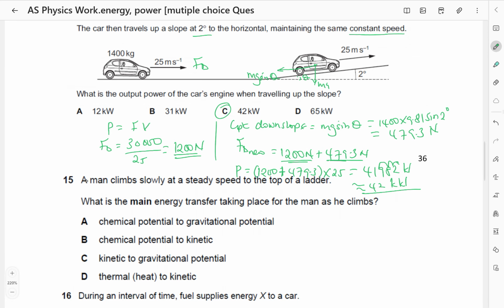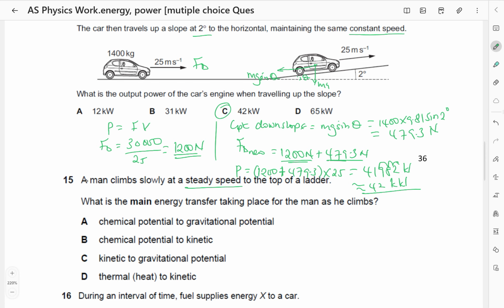A man climbs slowly at a steady speed, that is a constant speed, to the top of a ladder. What is the main energy transfer taking place for the man as he climbs? The man climbs slowly at a steady speed to the top of the ladder.